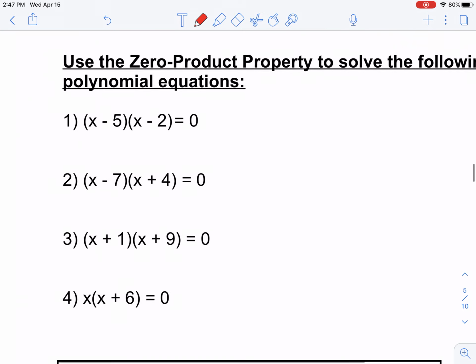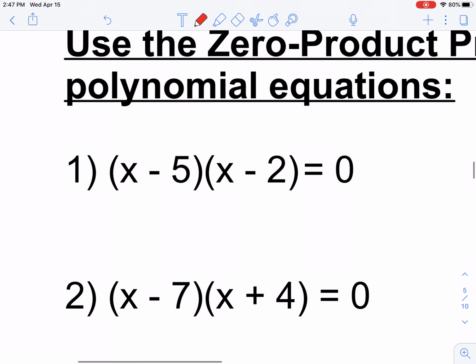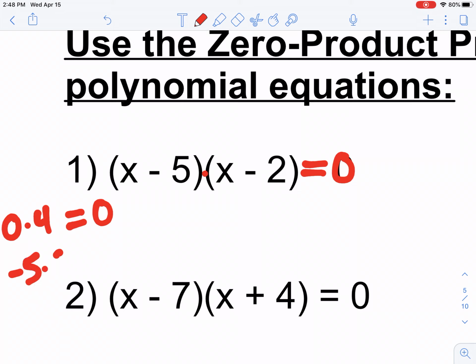All it means is if you have an equation like number 1 here, and you see that it's equal to 0, and you see that these two things are being multiplied, well, think about when you're multiplying. If you're multiplying two numbers and they equal 0, that means one of them has to be 0. So it's like 0 times 4 equals 0, or negative 5 times 0 equals 0. All that means is that one of the two numbers has to equal 0.